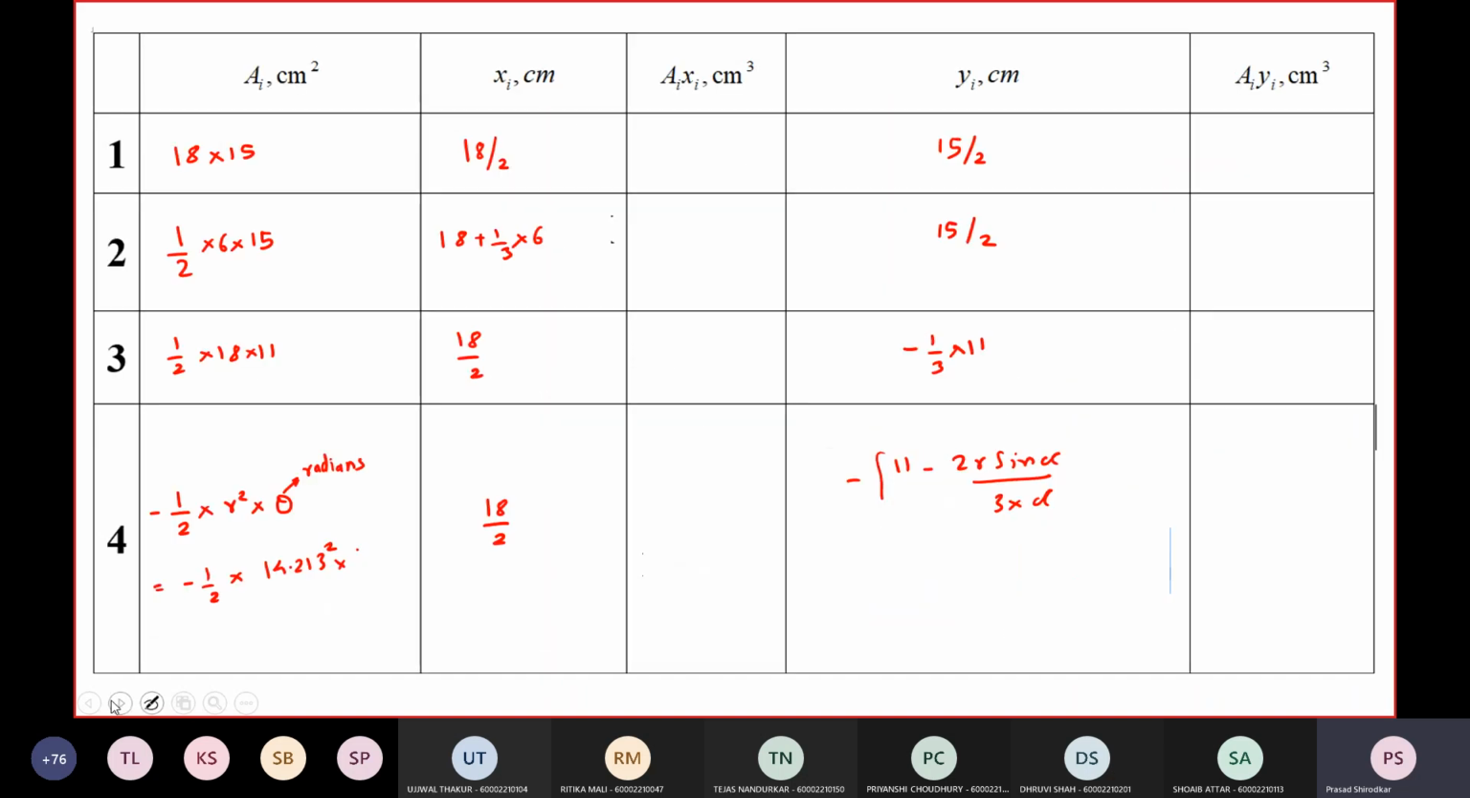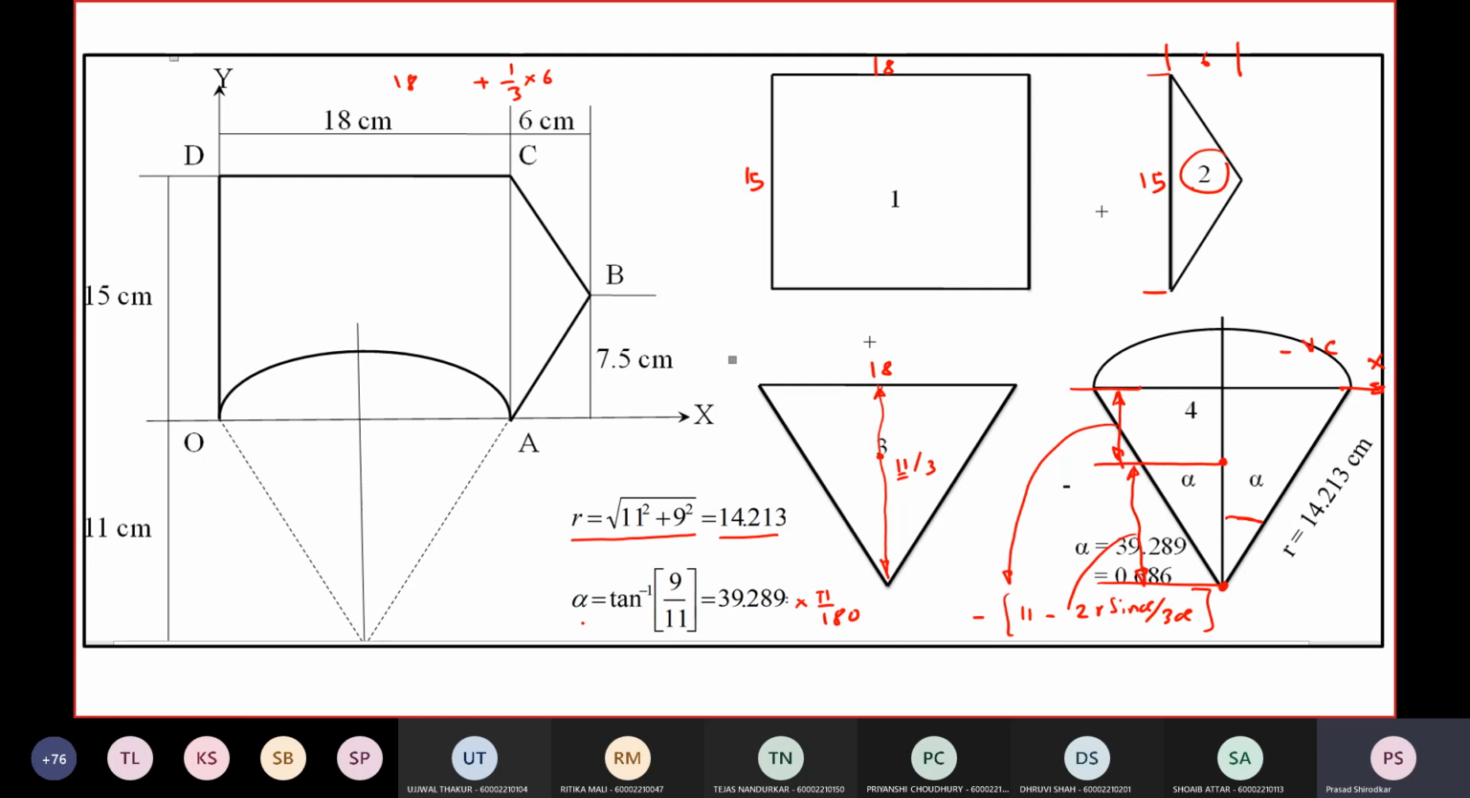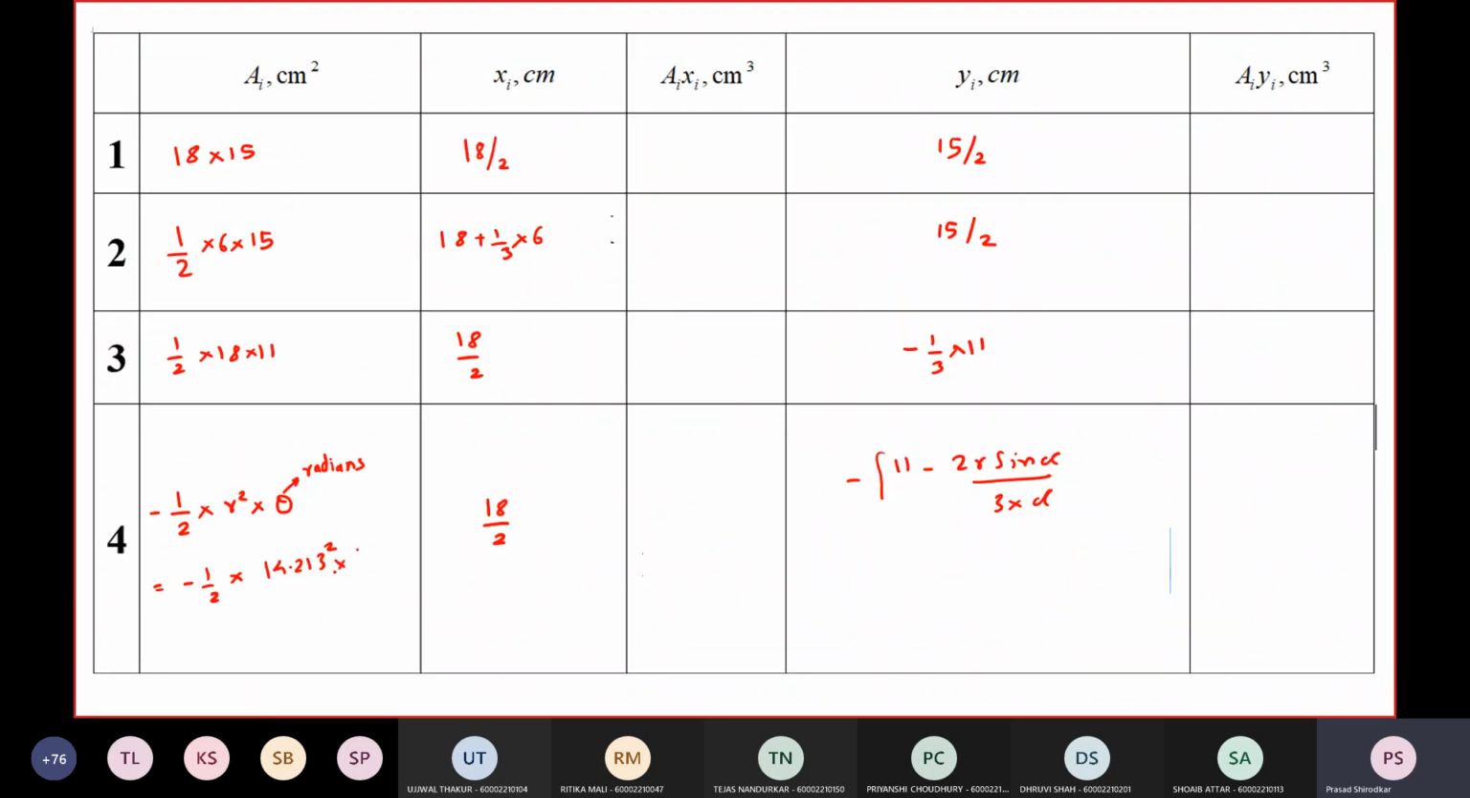Right? And here theta is the complete angle. Theta is 2 times alpha. Right, so keep that in mind. And alpha here should be in radians.